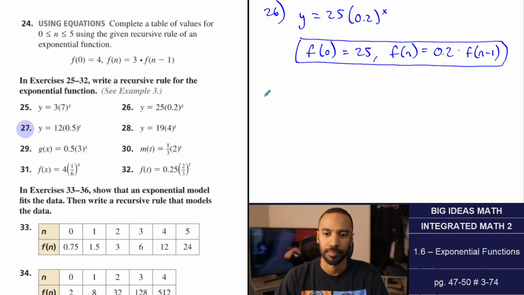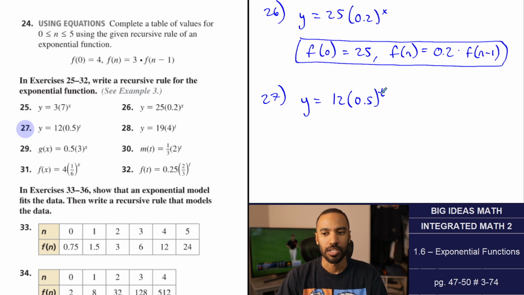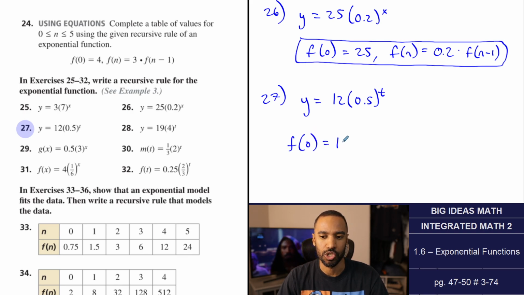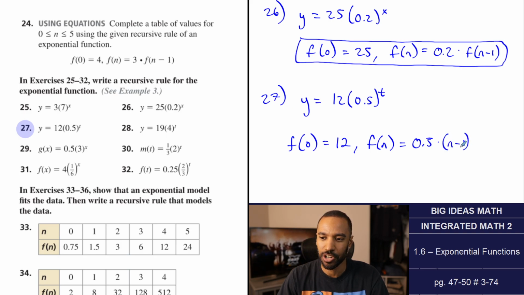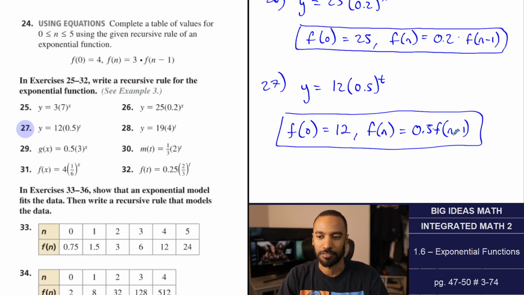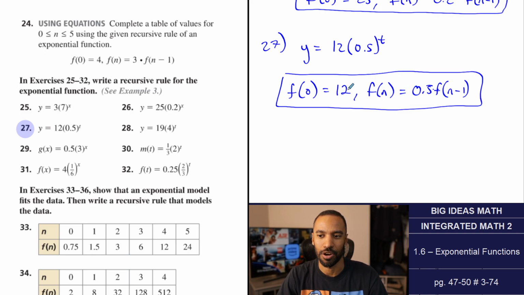Number 27. Y equals 12 times 0.5 to the t power. It doesn't matter if they turn this into an x or into a t. We're using n or the function notation, and all that's good. The initial value is 12, and then the recursive rule is we take 12 initially and multiply it by 0.5 to get the next term, and then you get half of that, which is 6. Oh, f, excuse me. And then you take half of 6, and half of 3, and half of that over and over.